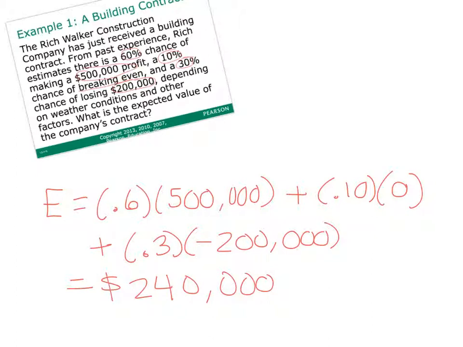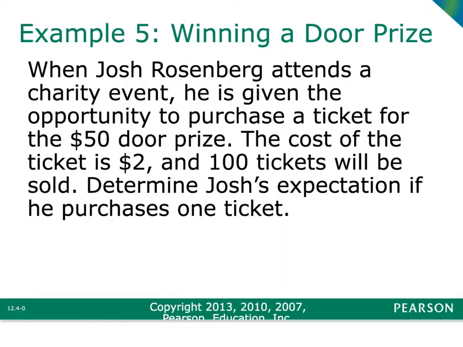So if the company received similar contracts like this one, with these particular probabilities and amounts, in the long run, the company would have an average gain of $240,000 per contract. You have to keep in mind, though, there's still a 30% chance that the company will lose $200,000 on this particular contract or any particular contract. So this is not a guarantee. This is just an estimate of what you think he'll make in the long run.